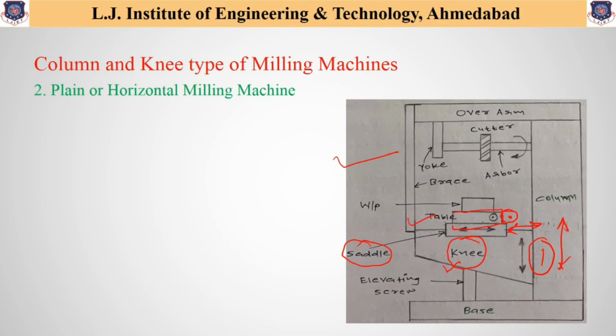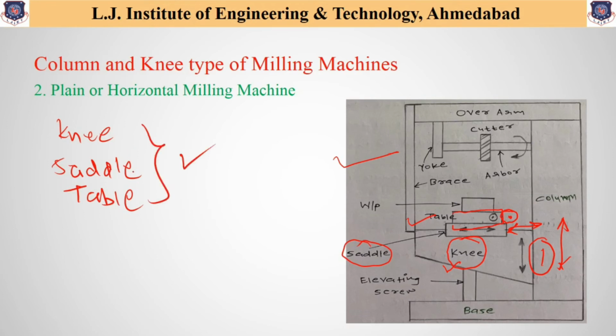So the main three parts, first one is the knee, second one is the saddle, and third one is the table. So these three parts help to provide movement to the workpiece. So these are the basic movements available in this horizontal milling machine.